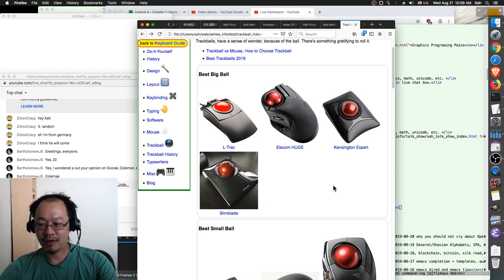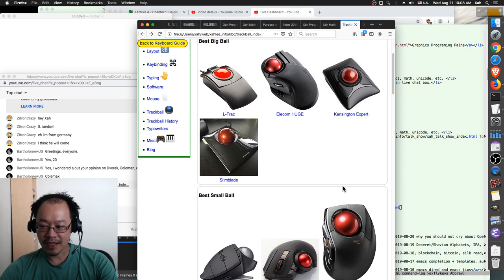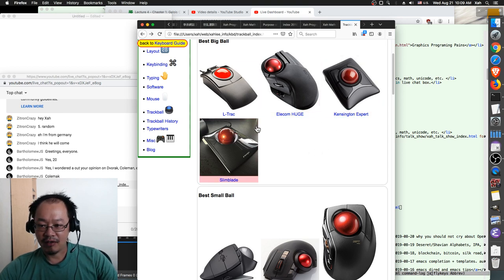And secondly, trackballs are typically of two kinds, and the ball size is a major thing. In general, the larger the ball size the better, okay? But they also take more space on your desk. So these are the larger balls, and all these are good.